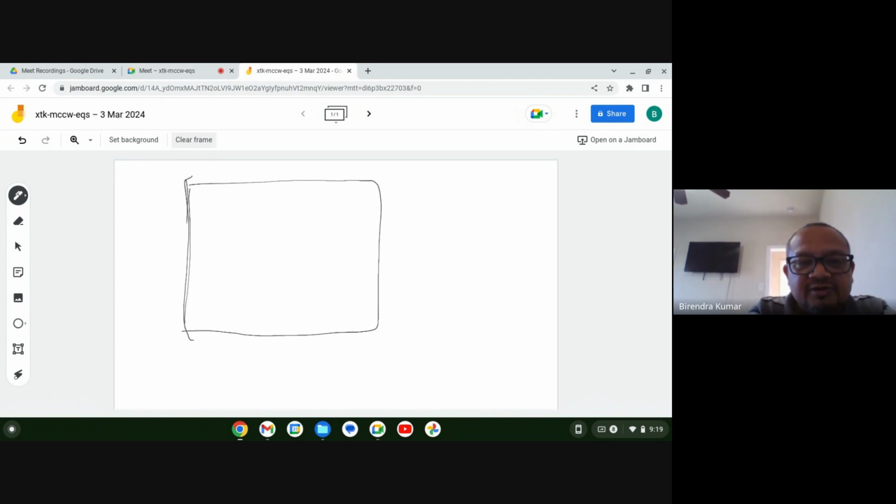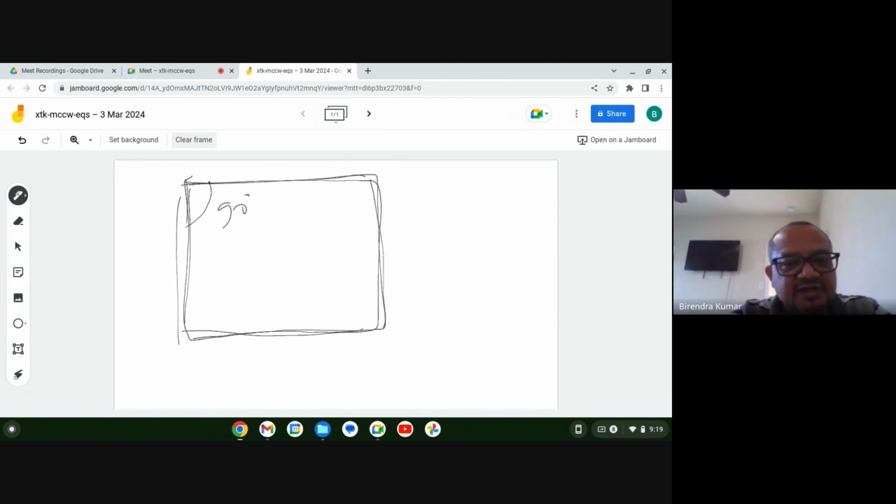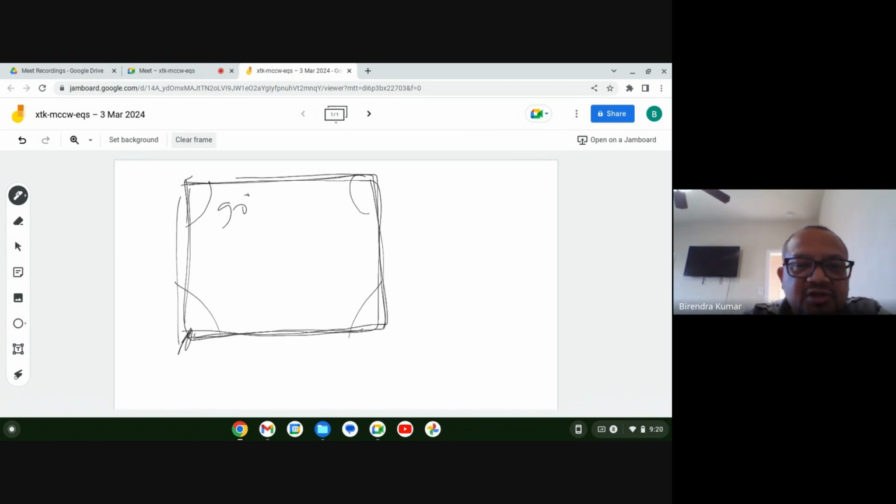I know I'm not very good at drawing a perfect square, but assume this is a square. When I say square, what it means is all the sides are of the same length, and all the angles are 90 degrees. Now, perimeter is simple, meaning the length of the entire boundary. If I'm starting from here, I'm going here to here to here to here, and all the sides are the same. So I'm going one length, then this length, two lengths, which is the same again.